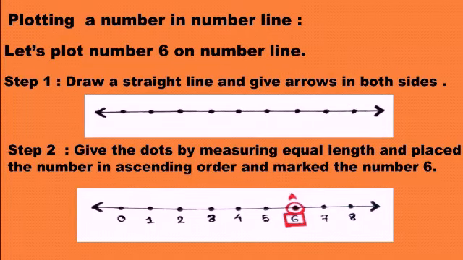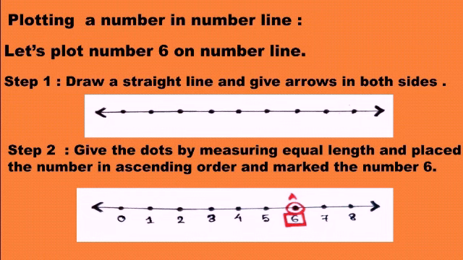See, here we have already learned what a number line is. Now we are going to learn how to plot a number on a number line. First, here I have given an example. Let's plot the number 6 on the number line. The first step is to draw the line and give arrows on both sides. Why do we need to give the arrows? You know that we can extend the line in both directions. For that reason we have to put arrows.